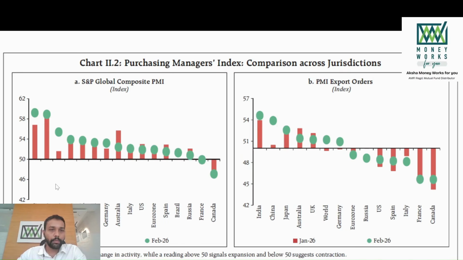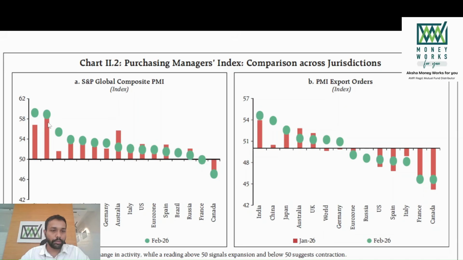This is the PMI, the manufacturing plus services PMI. PMI is basically a survey done across managers who are forecasting their business demand. Above 50 is a positive sign, so we are the second highest in terms of composite PMI across other countries. So it is quite a good sign.